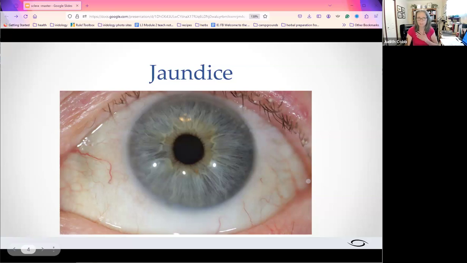We don't get to diagnose and say you are jaundiced, but we can say, you know, the whites of your eyes look a little bit yellow. You've got this little marking in your eye that suggests the liver might have wanted to be cranky all along. What do you know about your liver, right?